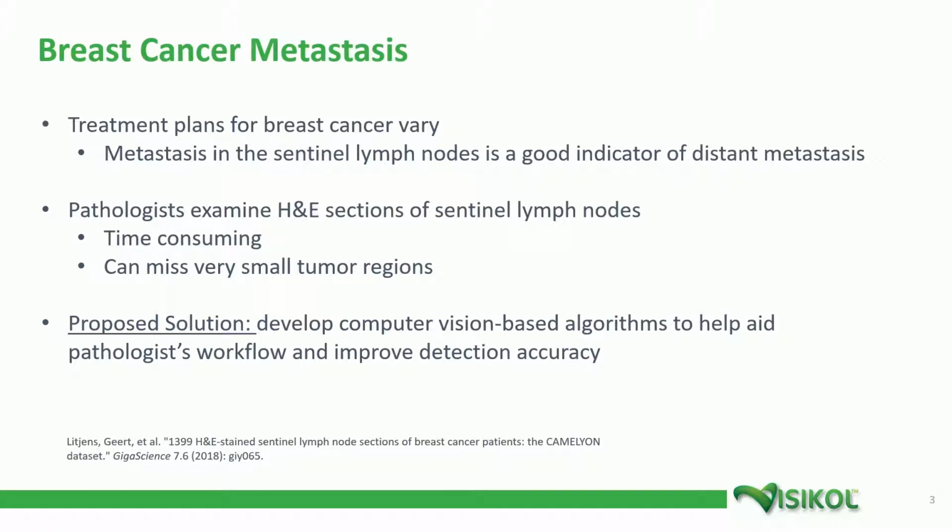The motivation for this work stems from a very important element of breast cancer, which is metastasis. The treatment plan for breast cancer can vary significantly based on whether the cancer has metastasized or not. One of the most widely used methods of determining metastasis is to analyze a biopsy from the sentinel lymph nodes. This is performed by a pathologist who will look over H&E tissue sections of the sentinel lymph node.